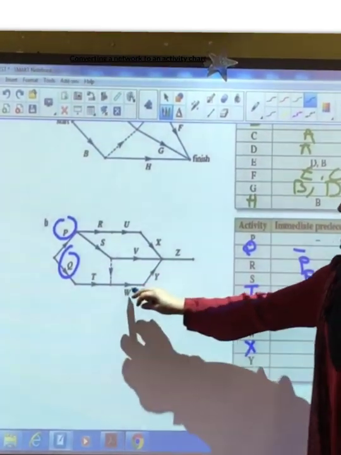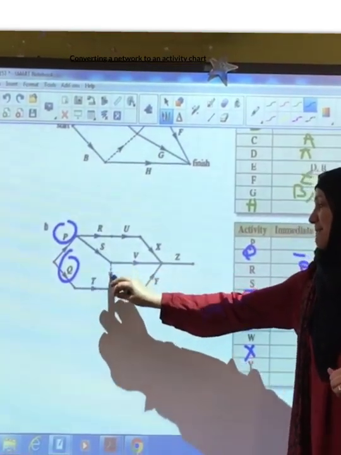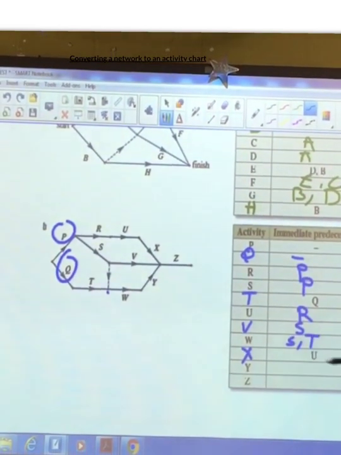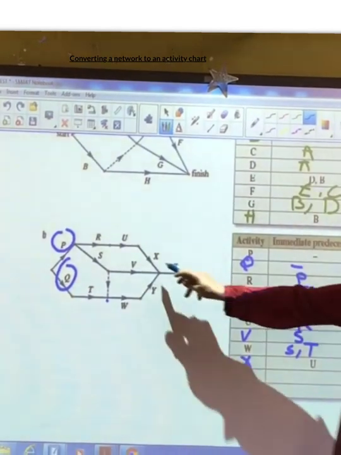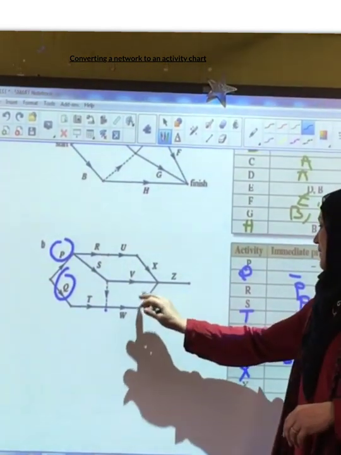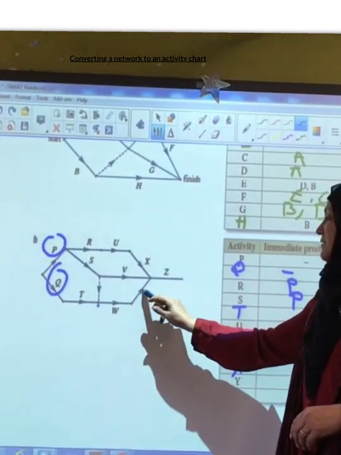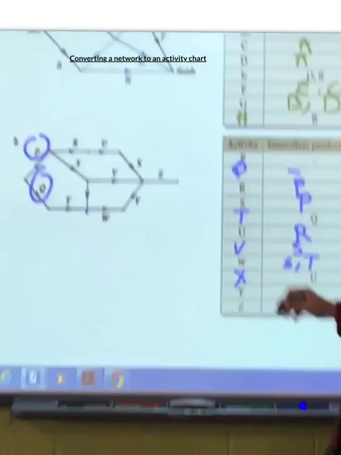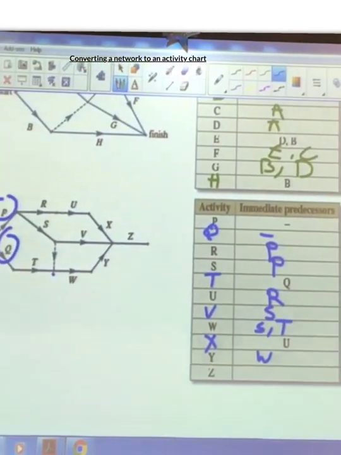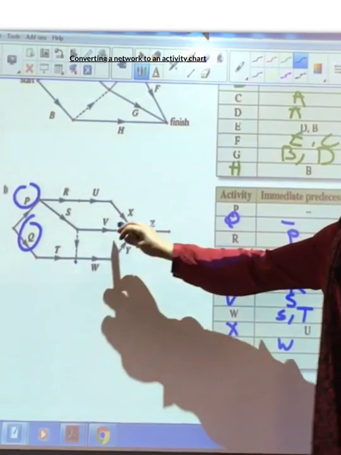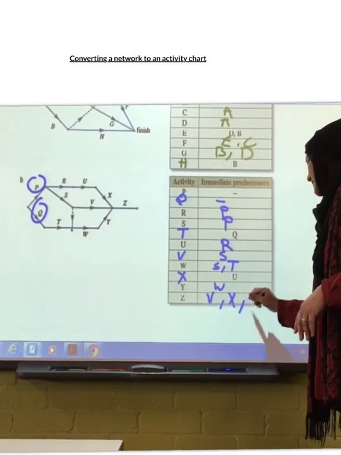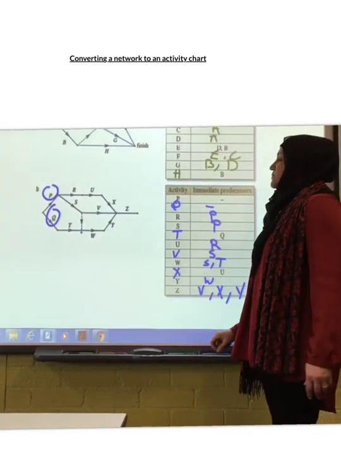W. Where's W? W is coming from S and T. X. Where's X? Coming from U, which is right. Y. Y is coming from W only. Now you tell me Z. How many predecessors? V, X, Y. Three of them. V, X, Y. And that's how you do that.